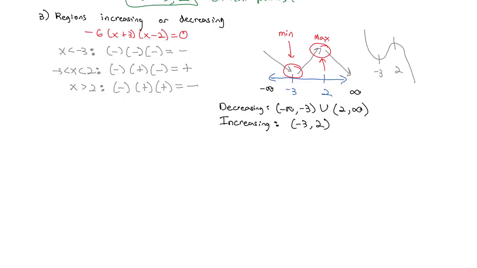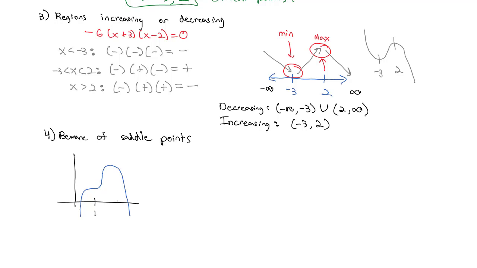Now, this example alternated between decreasing, increasing, and decreasing. I want to warn you that that does not always happen. We need to beware of saddle points that kind of throw a curveball into the graph. Let's say I've got a graph here that's going to come up, level off, come up, and then come down. Maybe that level off happens at 1, and that bend to come down might happen at 3.